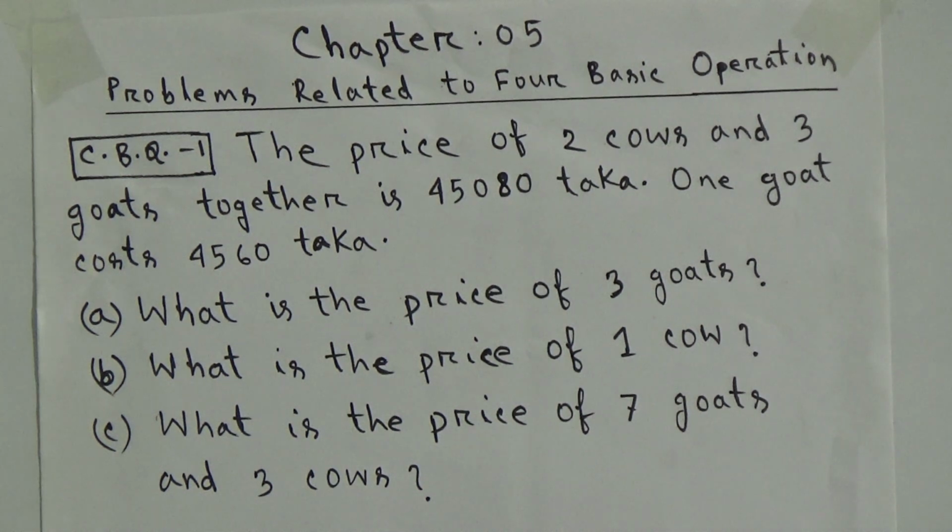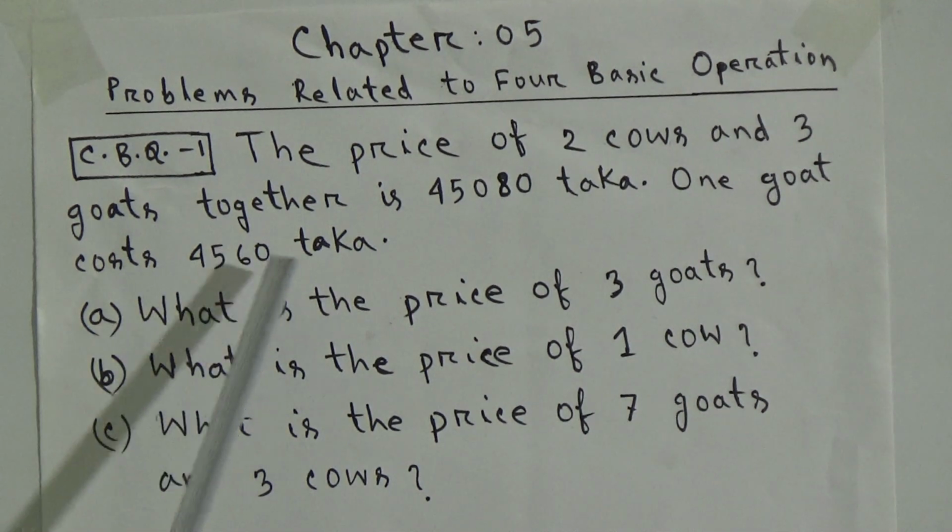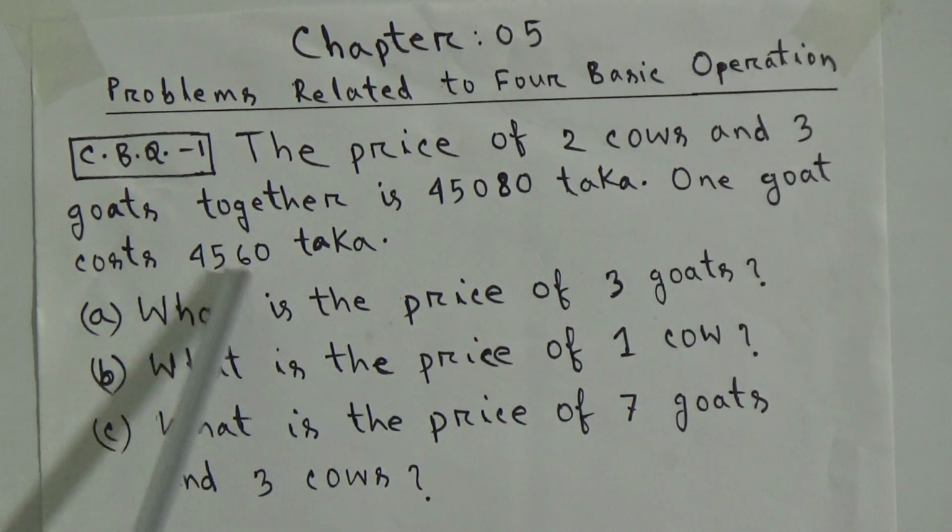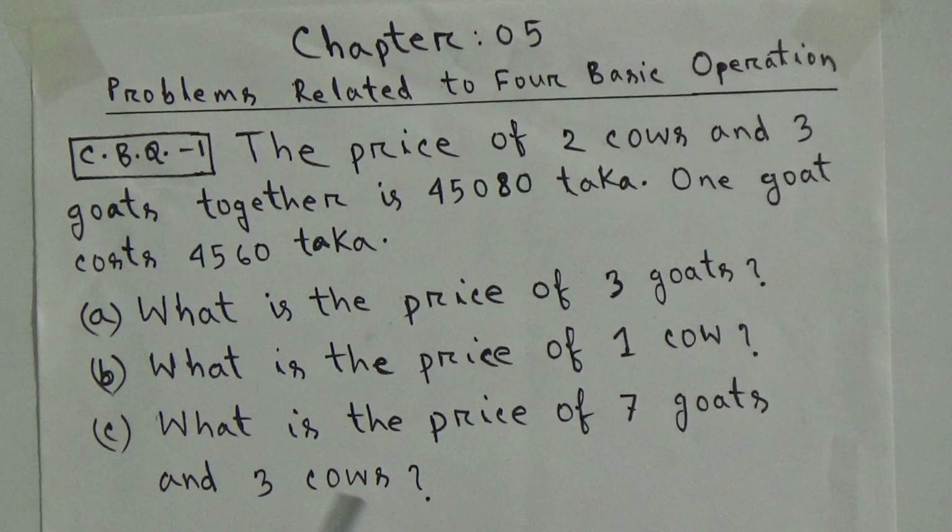Now, dear students, we will solve question A. What is the price of 3 goats? Here, the price of 1 goat is already given, and this is 4,560, and the price of 3 goats will be 3 times 4,560. That means we have to multiply 4,560 by 3. Then we can easily get the price of 3 goats. Okay.